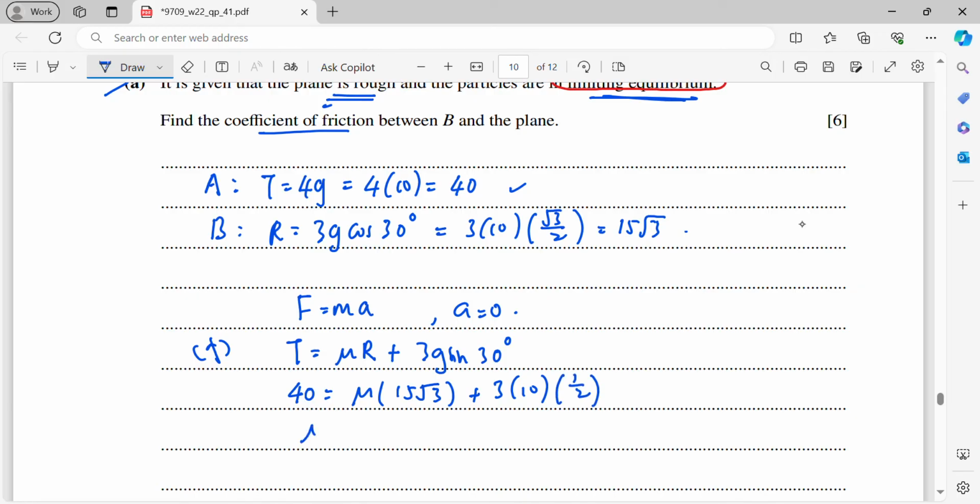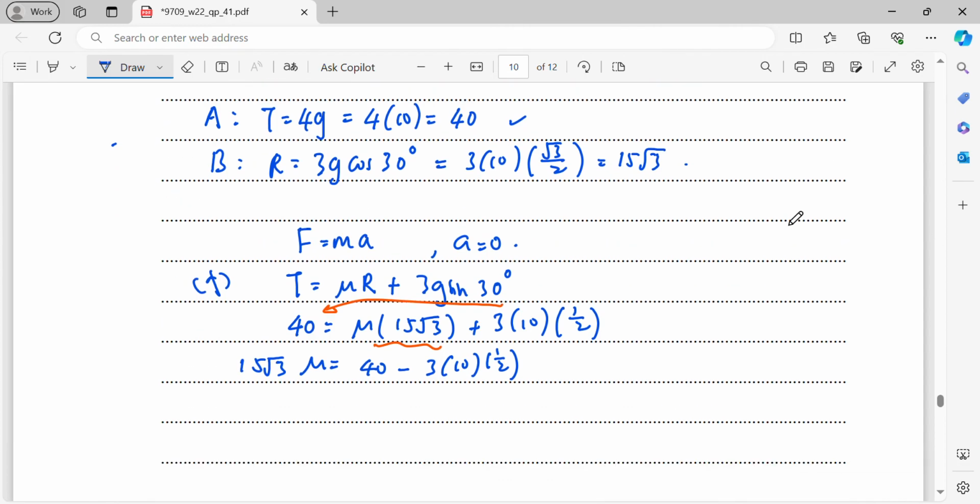Then from here to get the mu, I will keep this here and move all this to the other side. So that is 40 minus 3 times 10 times half. I do it step by step first. So 3 times 10 times half is actually 15. So 40 minus 15, that is 25. Hence, your mu is going to be 25 divided by 15 square root 3. That is 5 square root 3 over 9. This is your coefficient of friction.